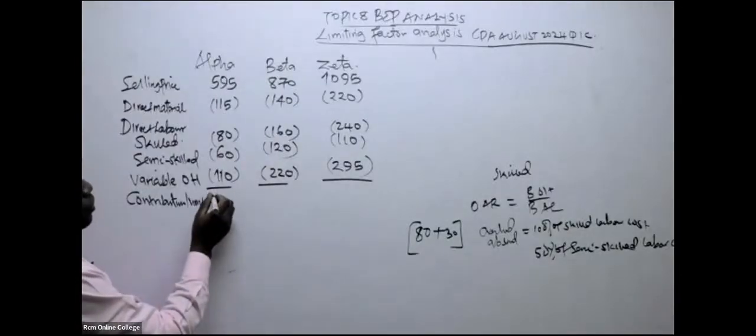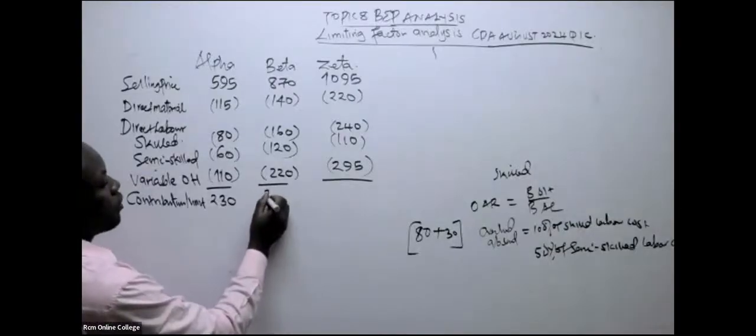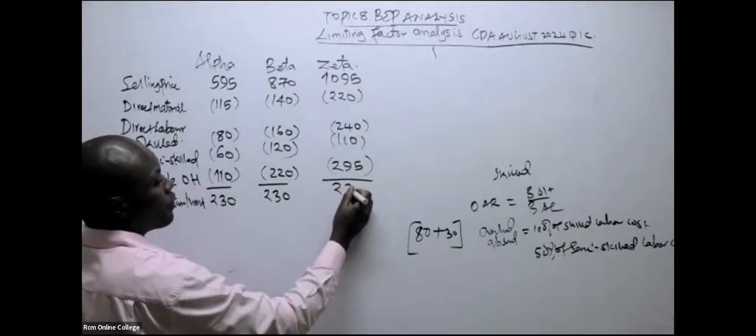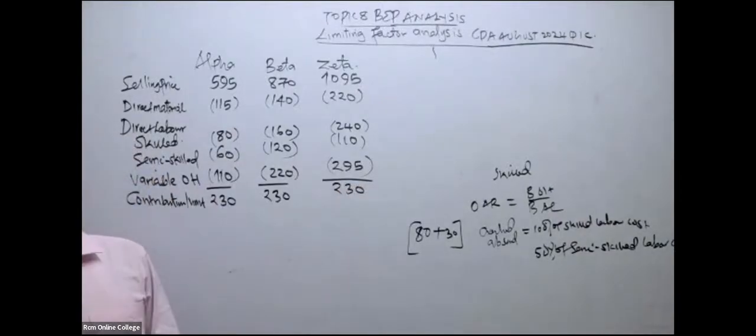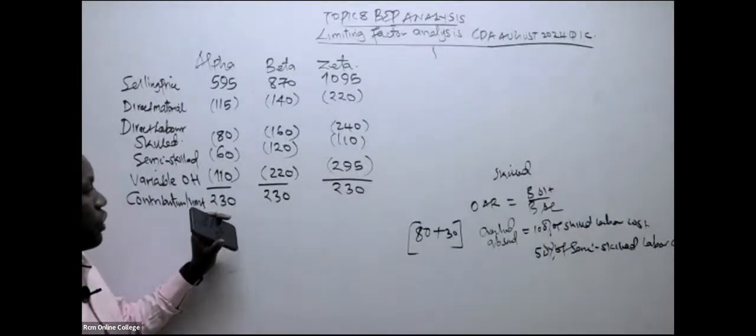So I'm told 230 relates to alpha, right? How about beta? What do we have for beta? It is also 230, okay. How about zeta? What do we have for zeta? Also 230. So does it mean we have 230 all through? Good. So it is not going to bring out clearly what I wanted to explain from the word go.